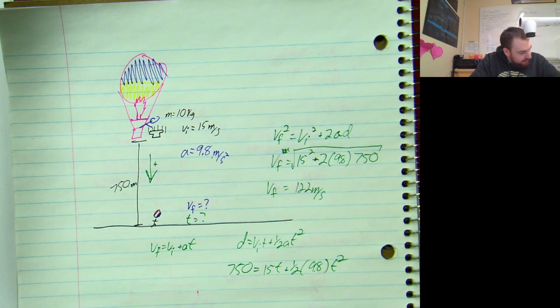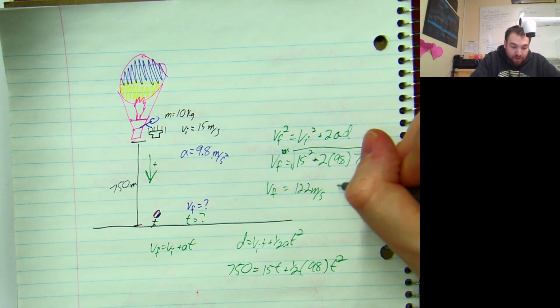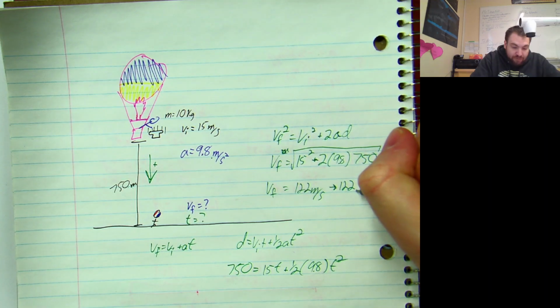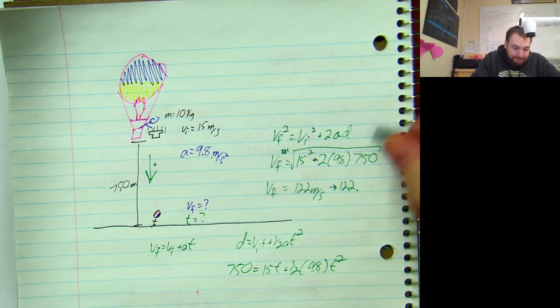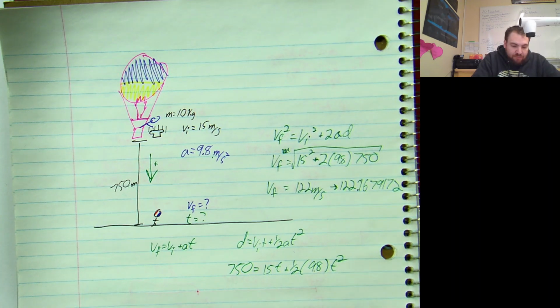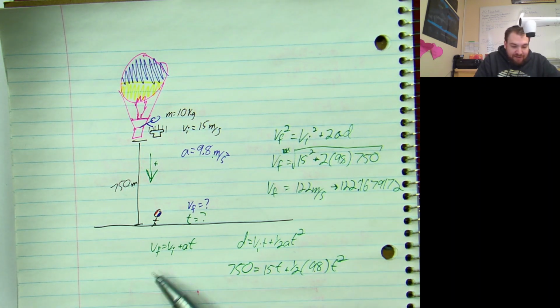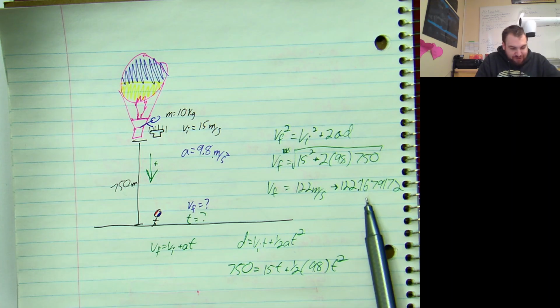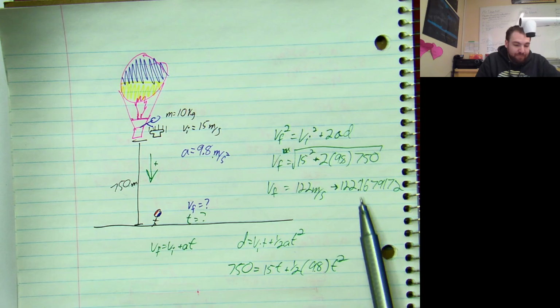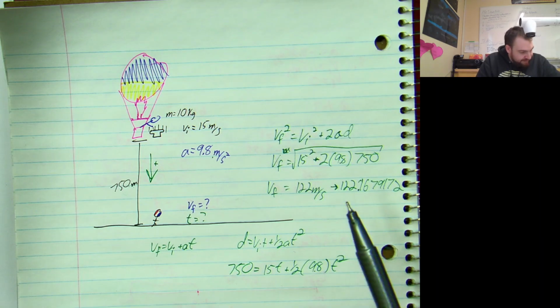The time should be, well, that's at least what my calculator was, 122.1679172. So then from that number, subtract 15 and divide by 9.8. Or let me just grab, 10.9, is that an option? Yeah, 10.9. That's right. 10.9 seconds, there it is.